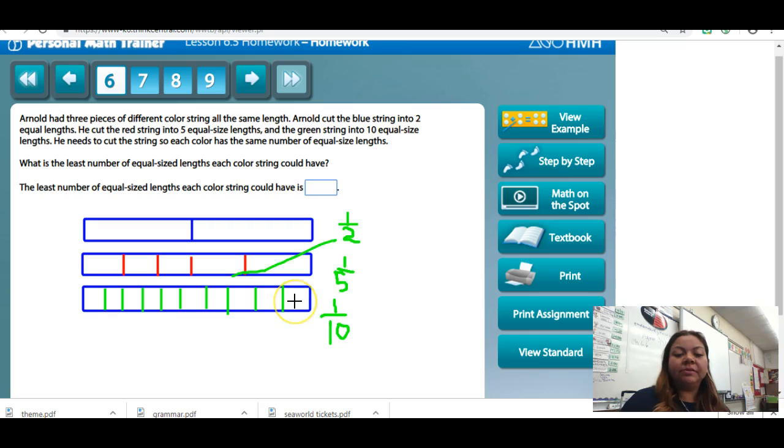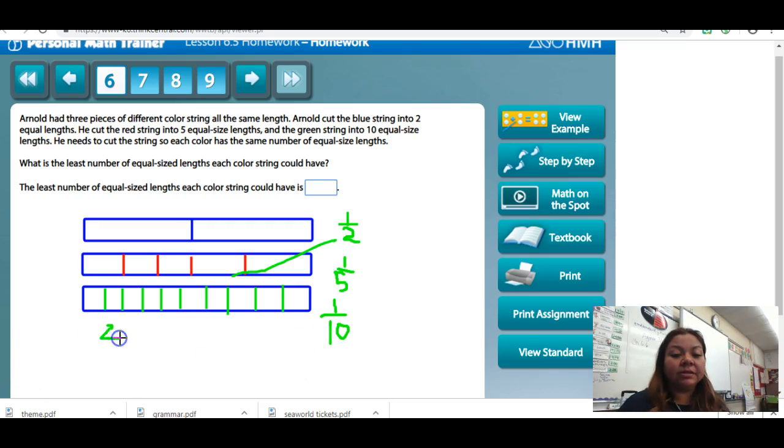Okay, each piece. And the question is asking us, he needs to cut the string so each color has the same number of equal size. So we need each one of these squares to be the same size. How can we do that? Of course, you find the least common denominator, because that tells us how many pieces each one has to have equally. So we have 2, we have 5, we have 10. We need to find the common multiple of 2, 5, and 10.